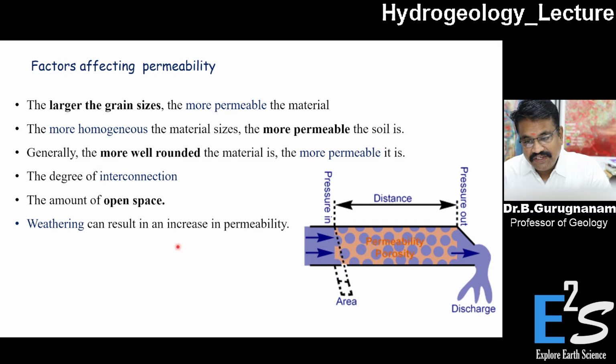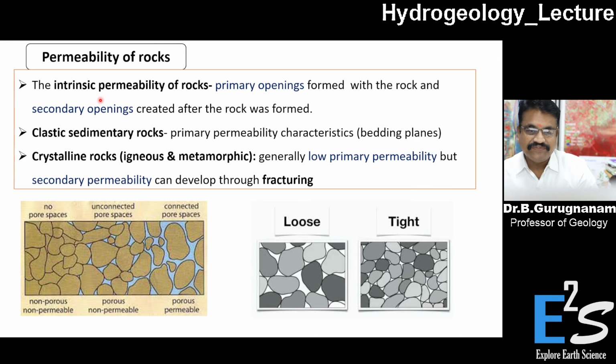Weathering can result in an increase of permeability. If you send water from one side, the water comes out through the pipe at the other end. This is called discharge. This is the charging water, which comes in under pressure at a diameter A. This is there in Darcy's law, along with the distance it travels. Normally, it will not be horizontal in nature. It may be vertical down or slanting, and head loss will be there in this movement. So permeability depends upon all these factors.